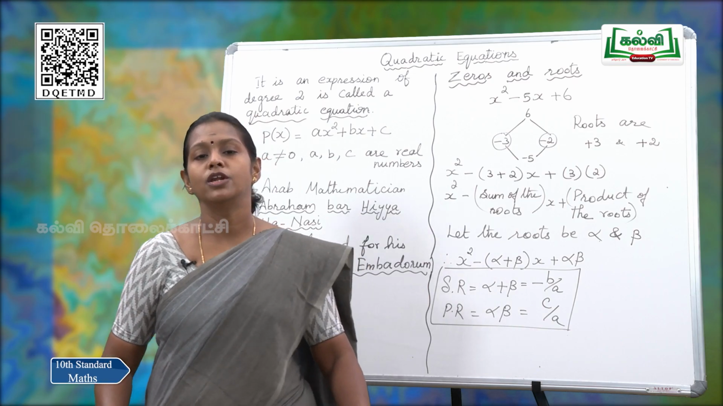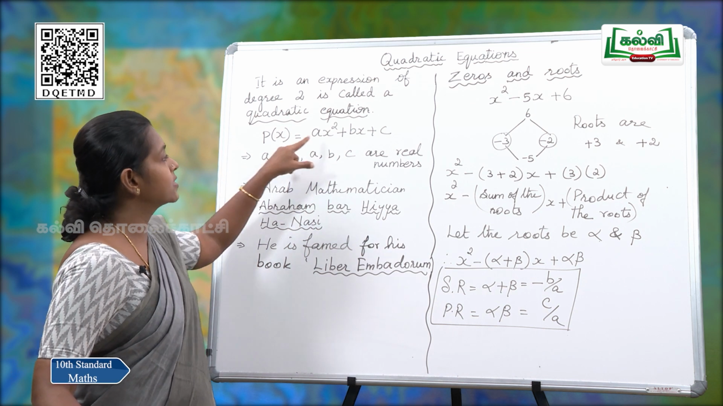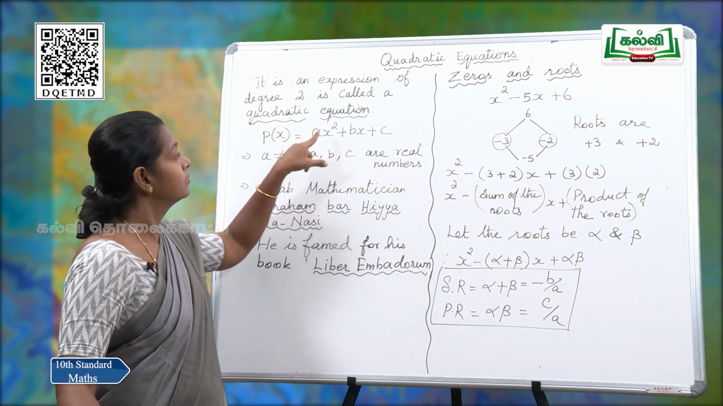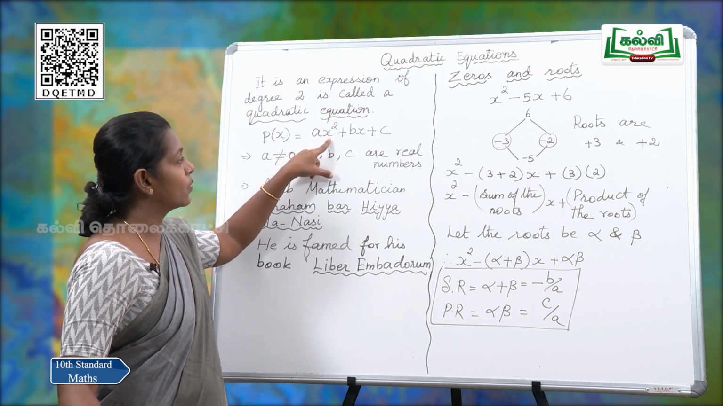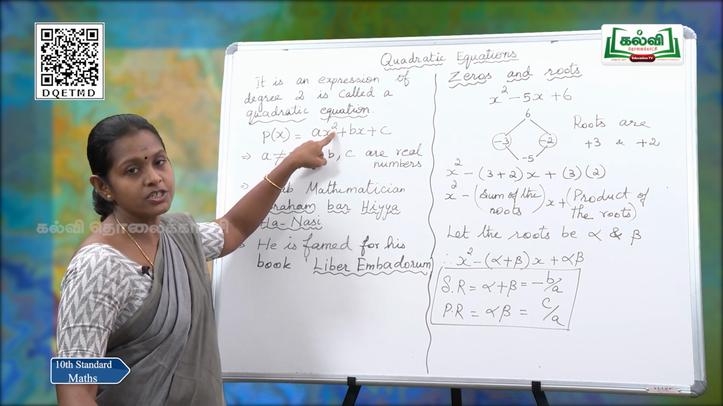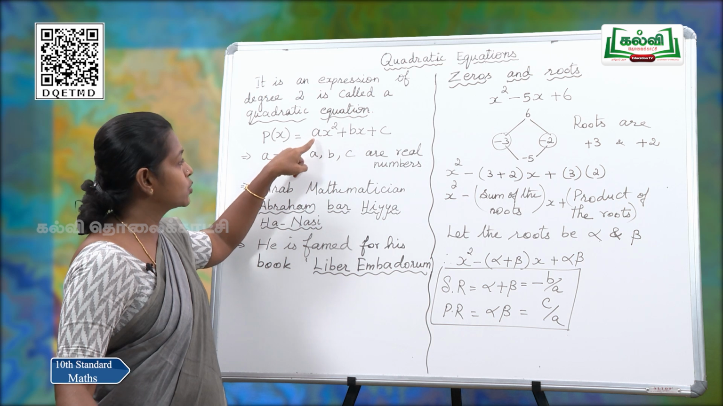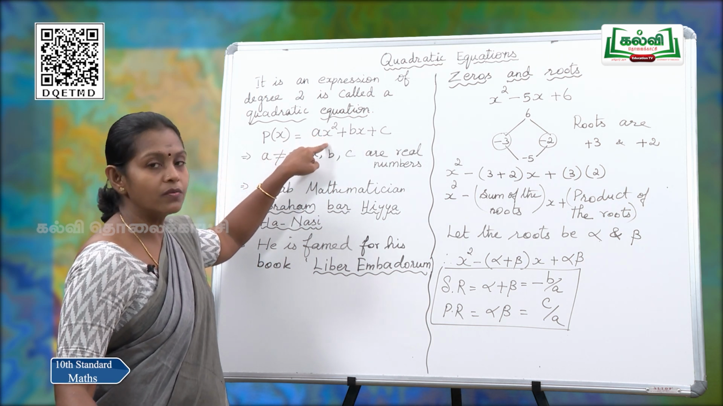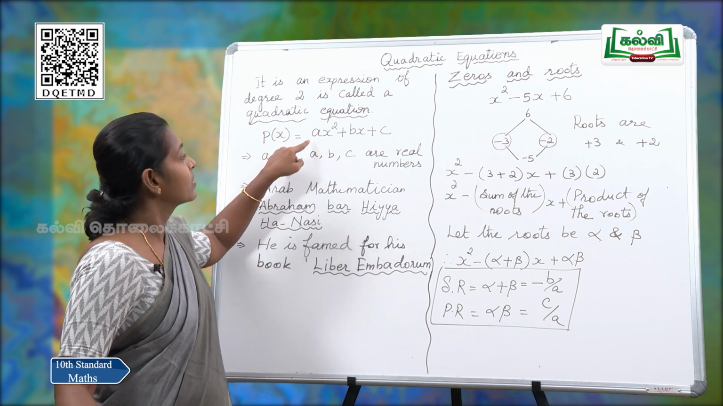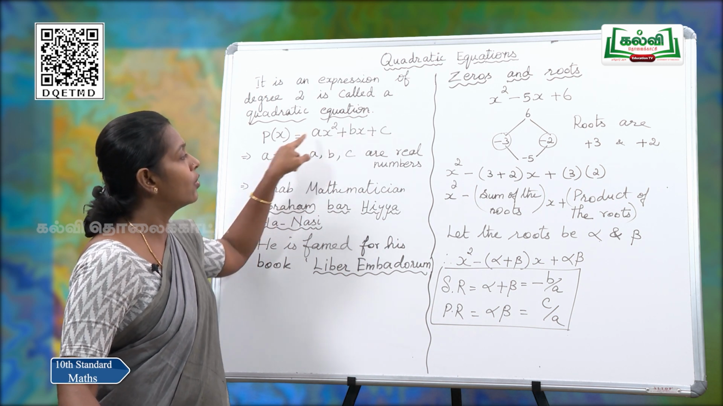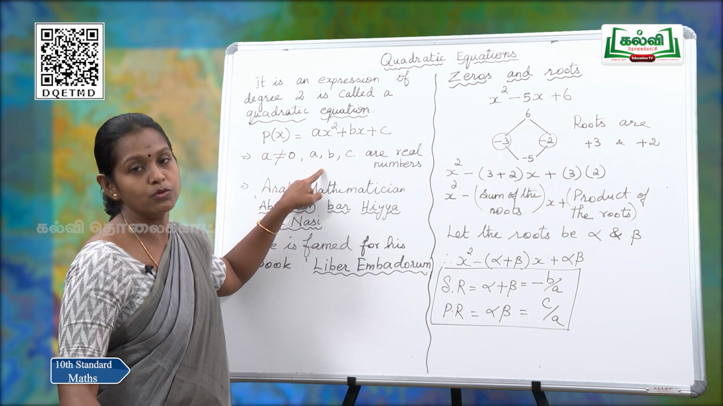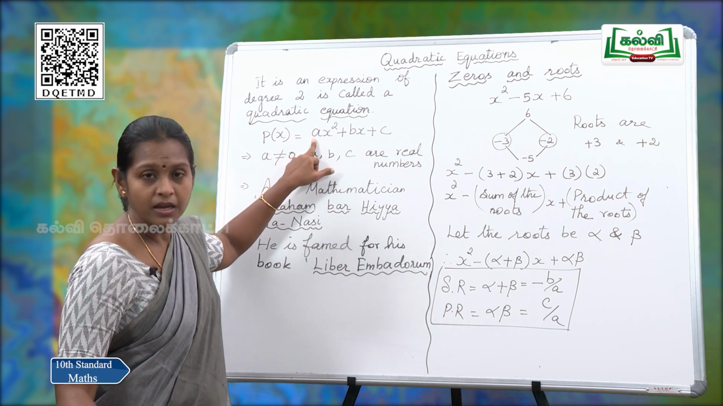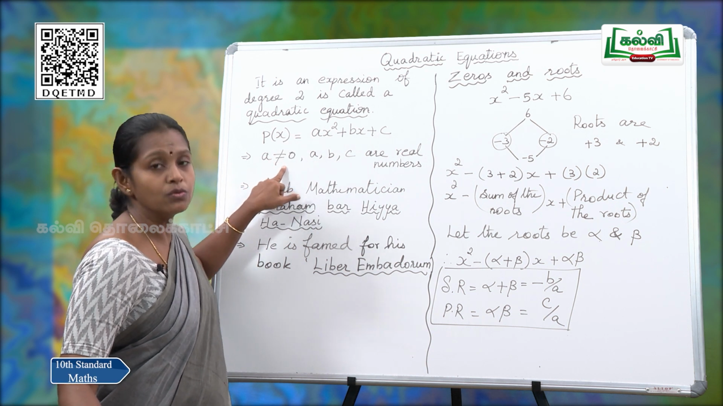Usually it will be denoted by ax squared plus bx plus c. The first term ax squared, see the degree of this equation, maximum 2. That is why we are calling it a quadratic equation. The variable involved is x, and a, b, c are all real numbers, which we will say are constants. And this a is definitely not equal to 0.